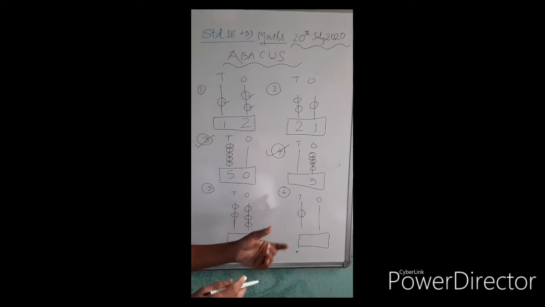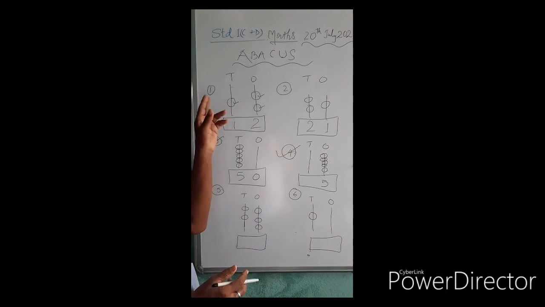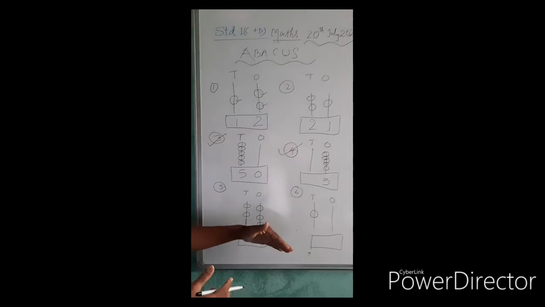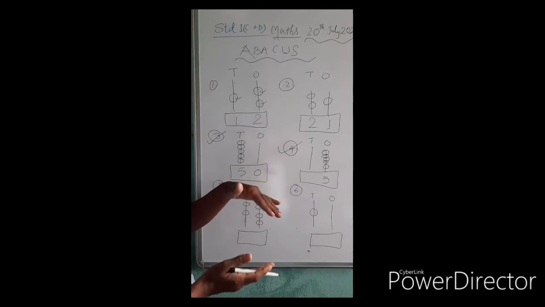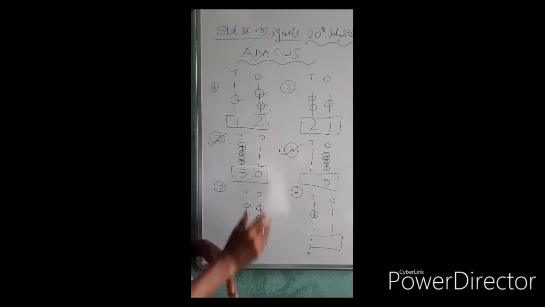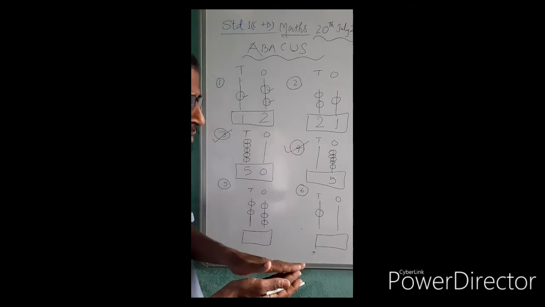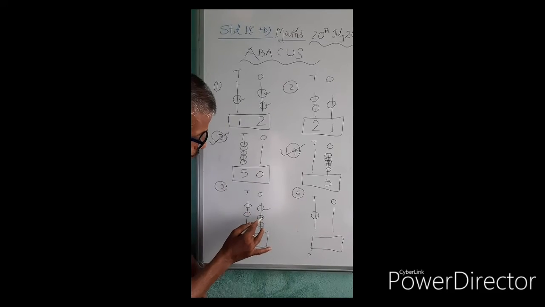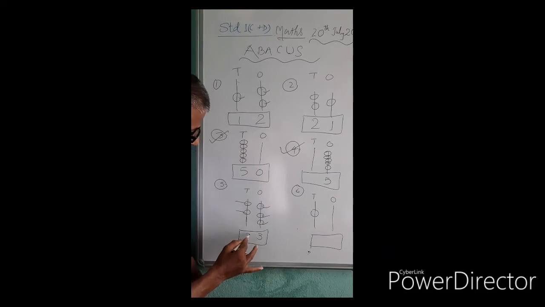Now question number 5 and 6. The 4 questions which I have cleared just now, and the 2 questions 5 and 6 both are just opposite to each other. In the above question 1 to 4, I have drawn the beads. Now in question 5 and 6, the beads are already drawn and I have to count them. 1, 2, 3. Write down 3. 1, 2. Write down 2.